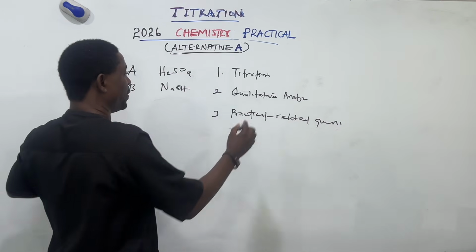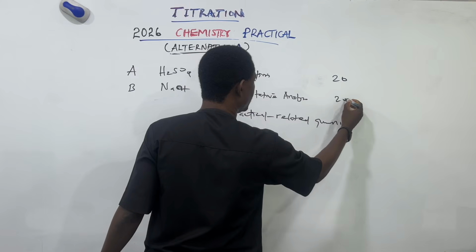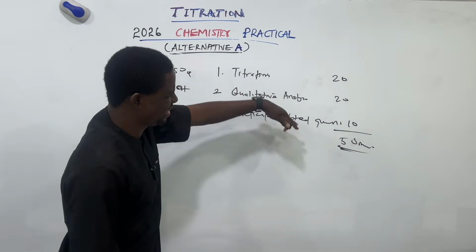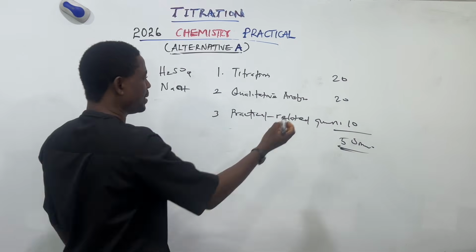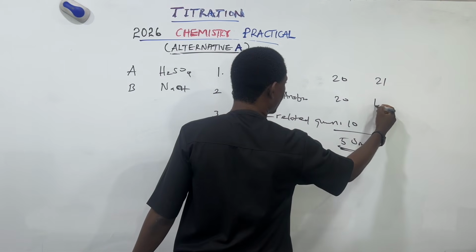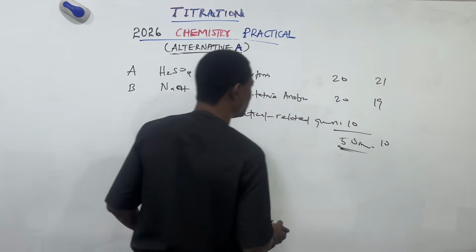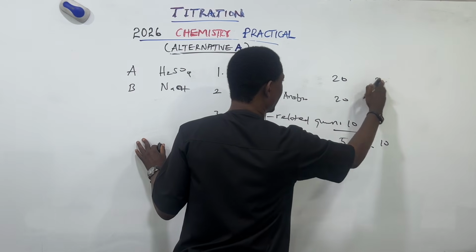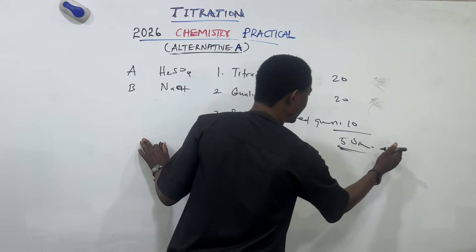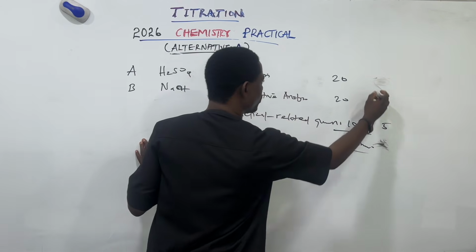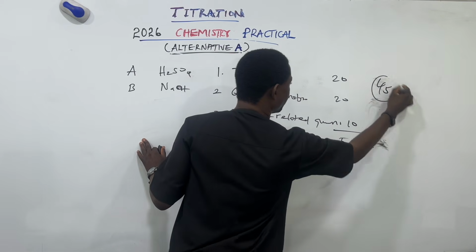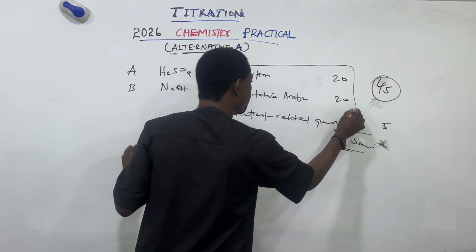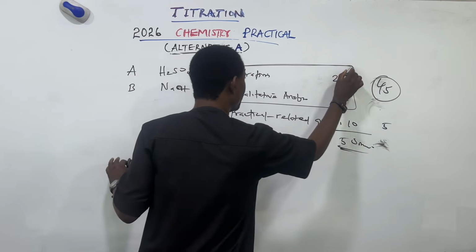Look at this: titration, let's just say 20, 20, 10. That is 50 marks. This is just the usual distribution. I've seen some years that they put this one as 21, this as 19, and 10. But do you know what they did last year? Last year, this was 5, so this titration and qualitative analysis together were like 45. Can you imagine?